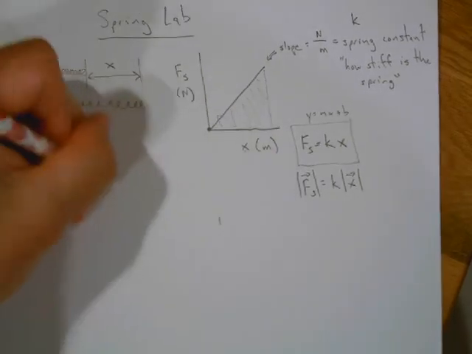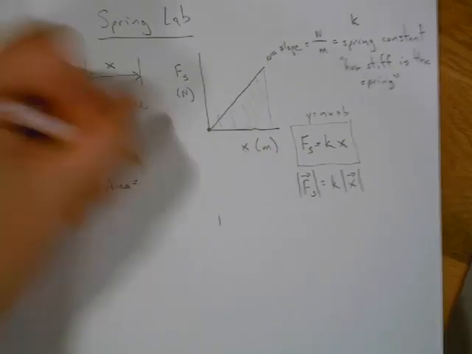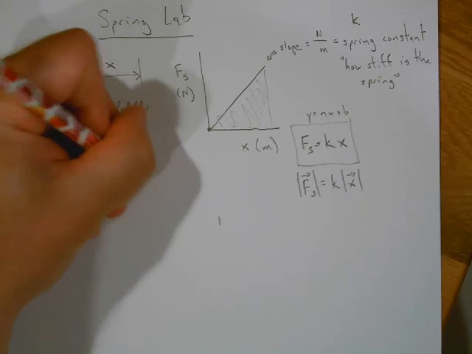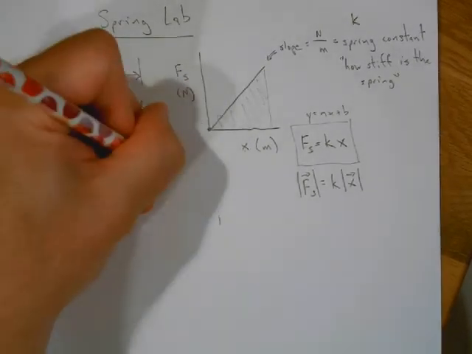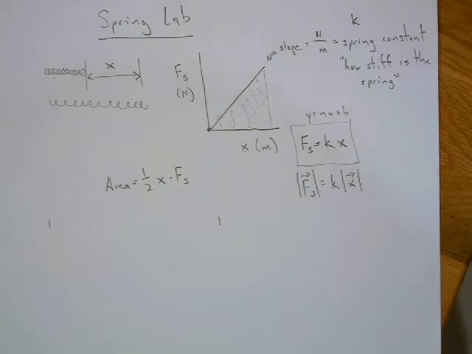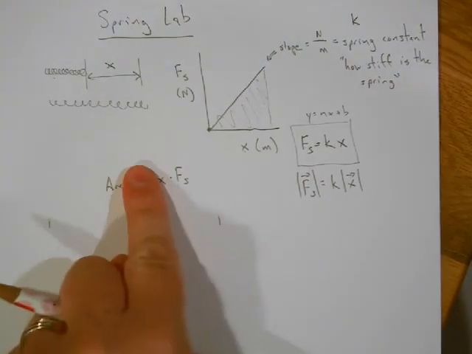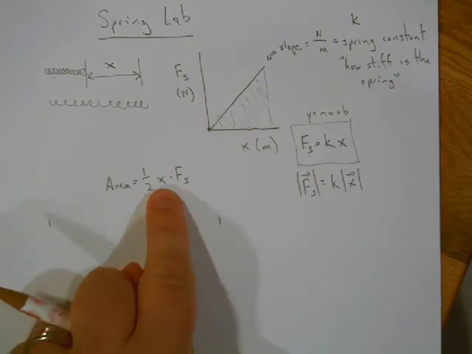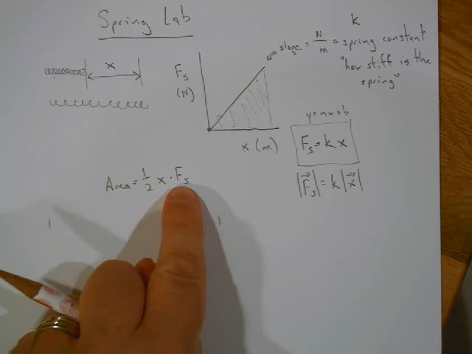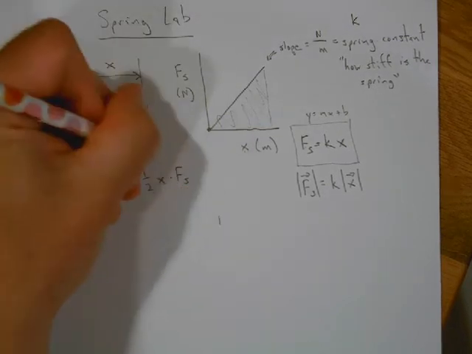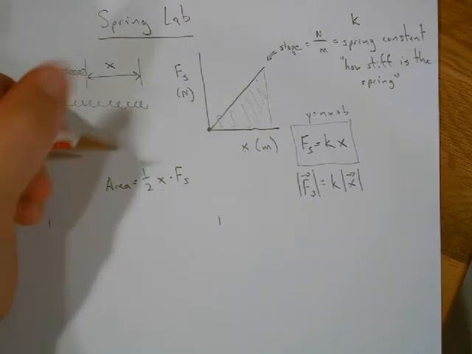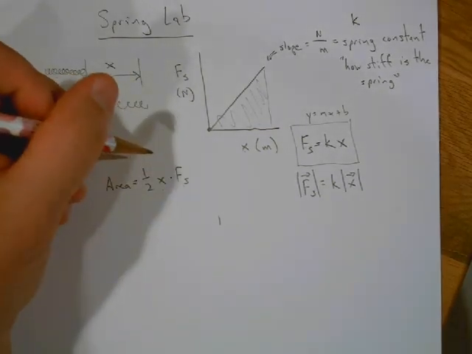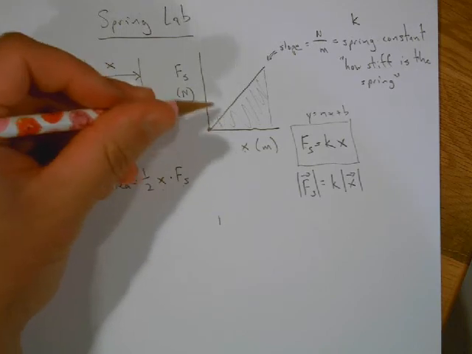What is area going to be, in this case? The area would end up being 1/2 base times height. What is the base? Well, the base is x. What is the height? Well, that would be Fs. Okay, 1/2 base times height. Well, look, what is x times force? Well, oh yeah, that's work. Oh, right. If you do this, you would get meters times newtons, which is joules. Oh, that's work.